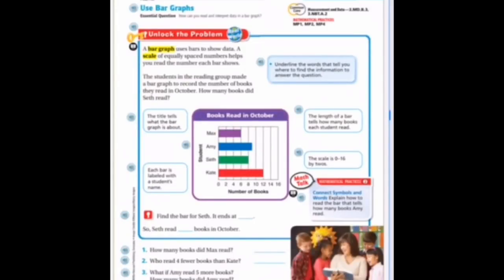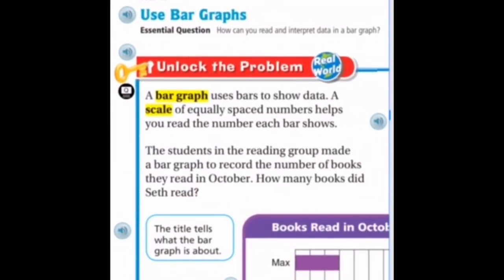All right, boys and girls, today we're looking at using bar graphs, lesson 2.4, and we're on page 107. And as always, we're going to look at Unlock the Problem to start out. It says here that a bar graph uses bars to show data. A scale of equally spaced numbers helps you read the number each bar shows. And it's called a bar graph because, well, these things here look like bars, right?